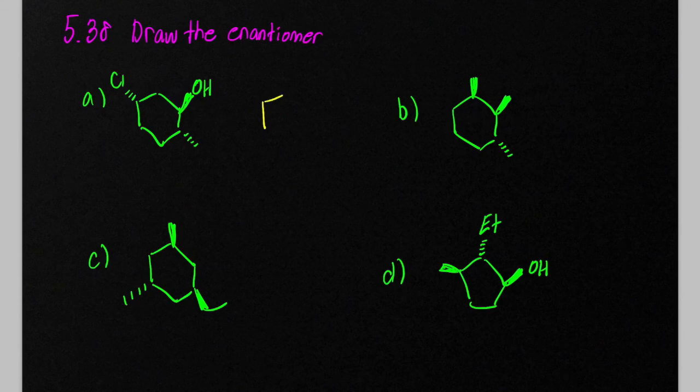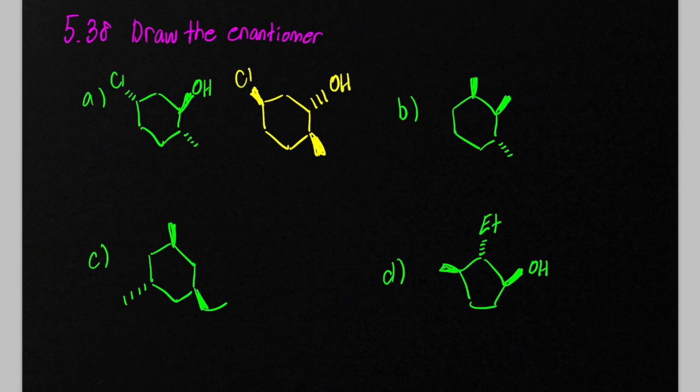So go ahead and copy out that six-membered ring. Change the chlorine to a wedge. Change the hydroxyl group to a dash, and change this methyl group to a wedge. And remember, if you invert any two groups, you invert the stereochemistry from R to S or S to R. So that's what we're doing. We're switching chlorine with hydrogen. Technically, there's a hydrogen there that's not shown.